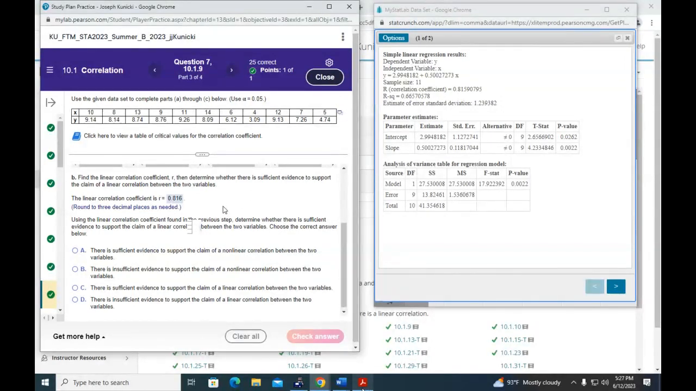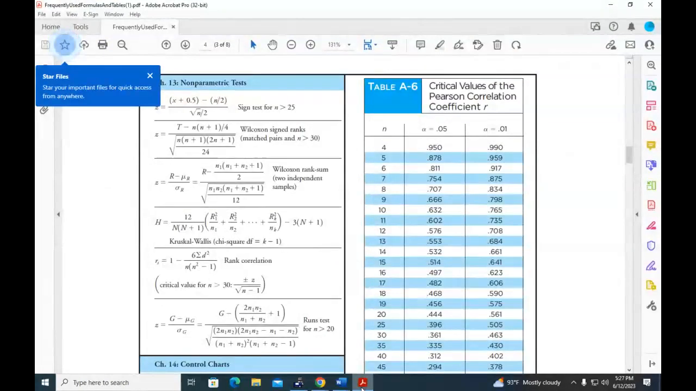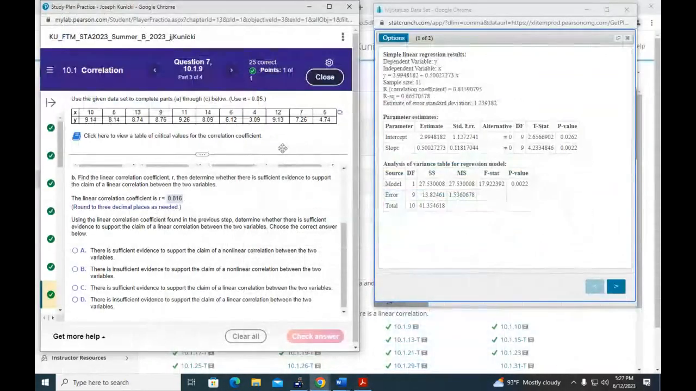On your handout, you'll see this table A6. They give you two alphas, 5% and 1%, and then give you N. So we just have to find the N and what alpha they're asking for. If they don't specify, we automatically use 0.05. So they gave us 0.05. See that? Alpha is what you call the statistical significance. How significant? In other words, that's what we're putting in the tail, essentially.